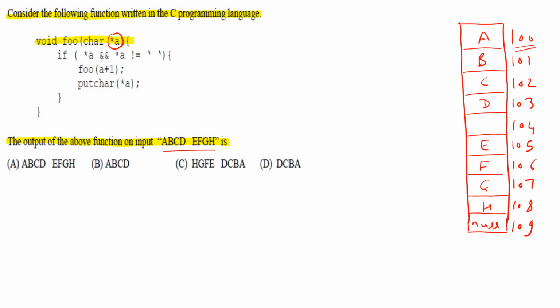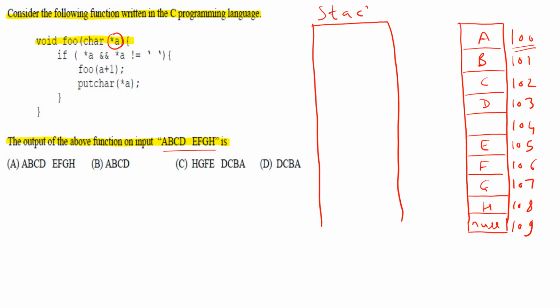Okay. Now here we will have a stack. This is the stack which we have. Very first time when we call function foo, so here is the first call to function foo, the stack frame will contain memory for A. And what does A contain? The address of that string, which is 100.